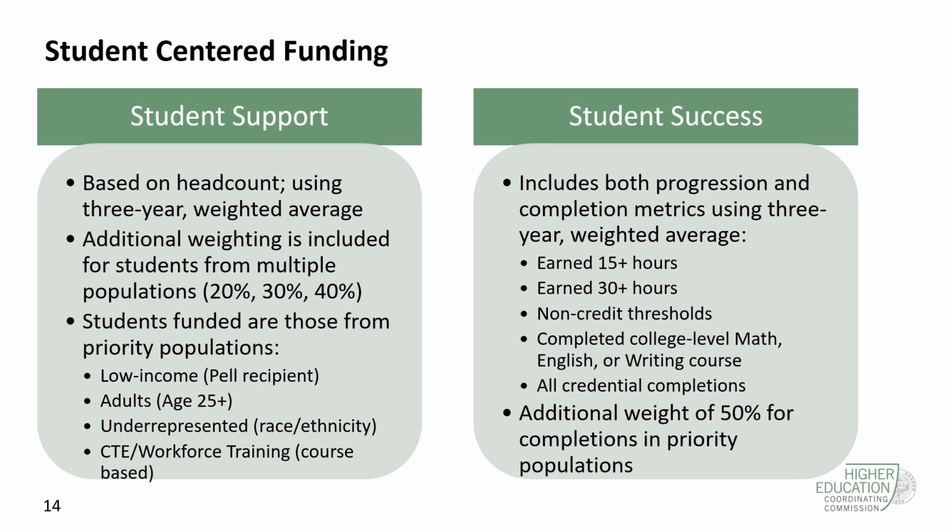First and foremost, are you making the student college ready? Are they ready to succeed in college? Are you helping them do that? Another area where success is defined is, are you helping them make progress toward a credential? And so we define progression metrics in the student success component as, did they earn 15 hours or more? Did they earn 30 hours or more? And there are non-credit thresholds as well. So if they're enrolled in non-credit degree coursework, there are thresholds for that as well.